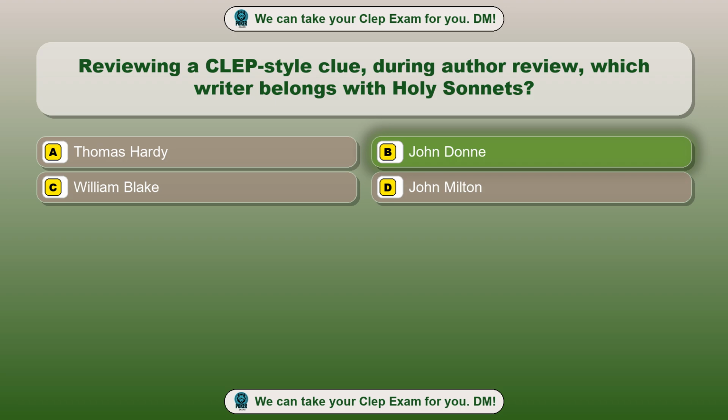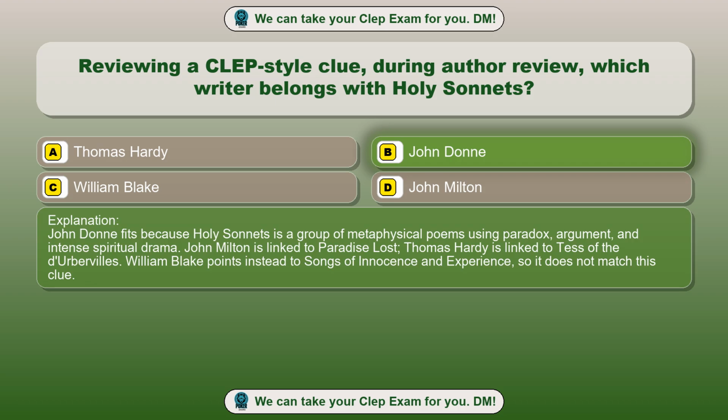John Donne. John Donne fits because Holy Sonnets is a group of metaphysical poems using paradox, argument, and intense spiritual drama. John Milton is linked to Paradise Lost. Thomas Hardy is linked to Tess of the D'Urbervilles.